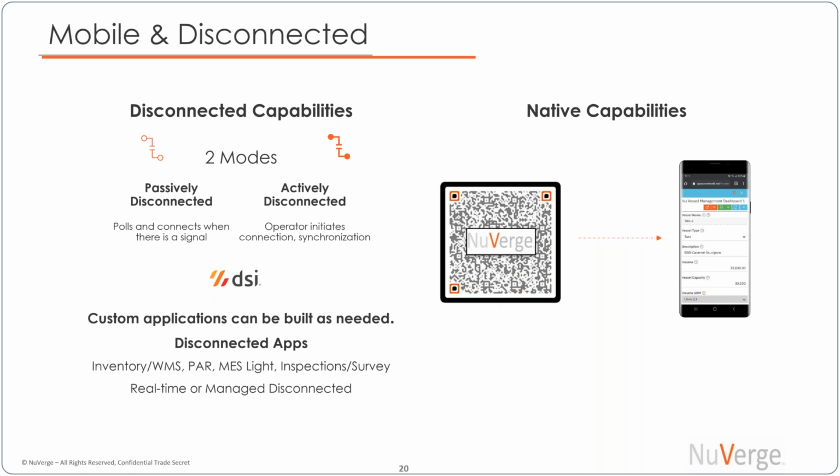With disconnected, I really want to talk about this for a second, is that with our partner DSI, we can actually do true disconnected capability, meaning that you have no connectivity to the internet in a certain area, and you need to be able to store that information, record some information, and then bring it back, and it basically syncs that information back to the main application.